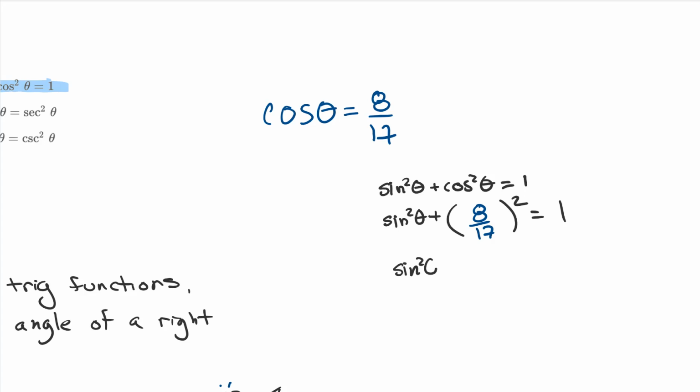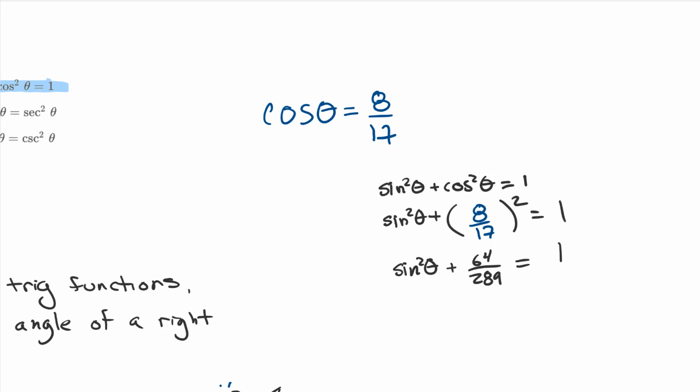I'm guessing most of you are looking at this going, this sucks. I don't like this. I have to square a fraction. If you're going to be a STEM major, you better get used to this stuff. You may not like it now, but it's okay. You'll get to it. So 8 squared is 64. 17 squared is 289. I swear I've seen these numbers somewhere before.